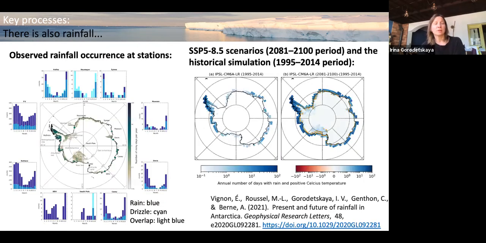And another work I would like to highlight regarding precipitation in Antarctica is that we have not only snowfall, but we also have rainfall over the coast.